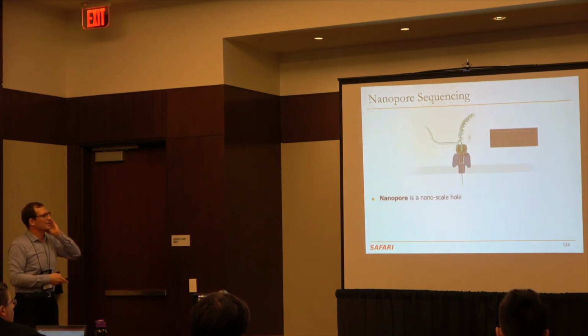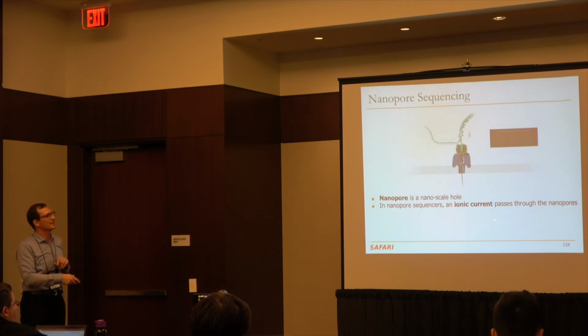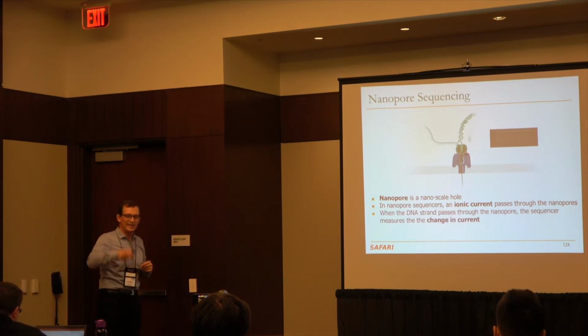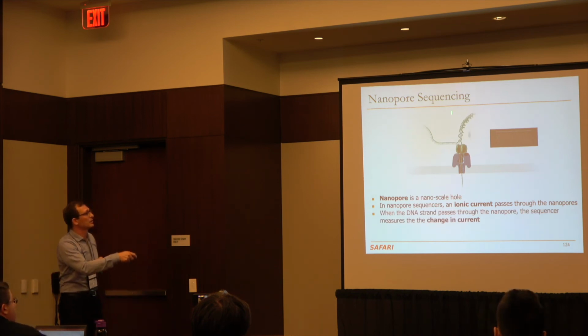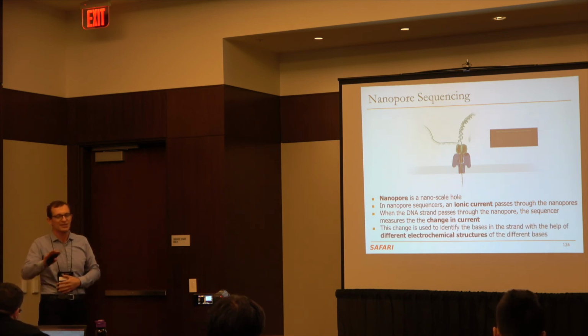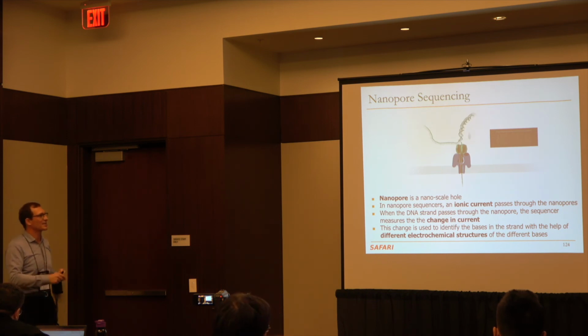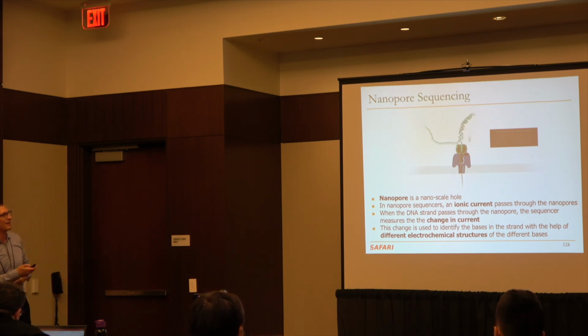So Damla gave you an introduction of this. Essentially, a nanopore is a nanoscale hole, and you pass ionic current through the nanopores in nanopore sequencers. When a DNA strand passes through this nanoscale hole, the sequencer measures the change in the current, and different bases lead to different changes in the current because of the different electrochemical structures. As a result, you can detect whether you have an A, C, T, or G, right?